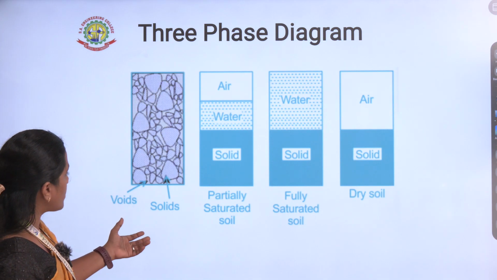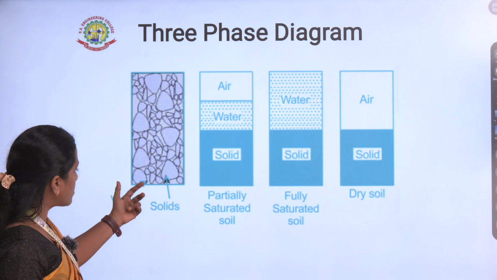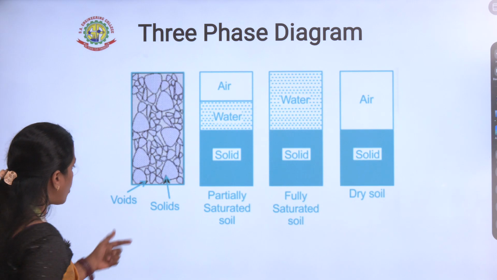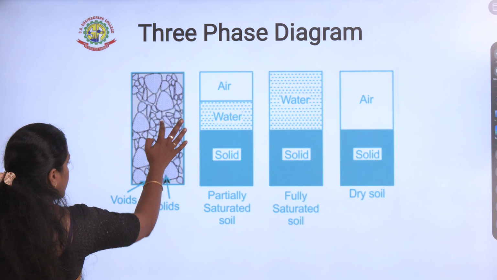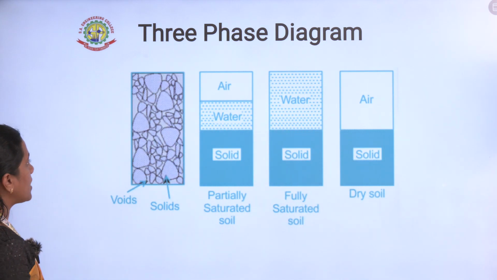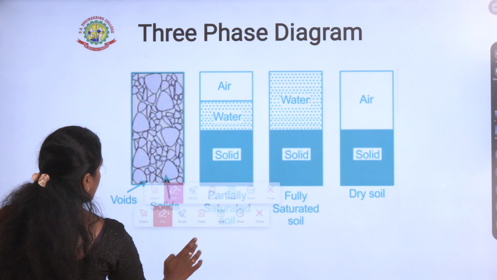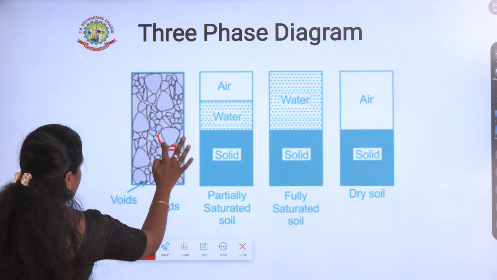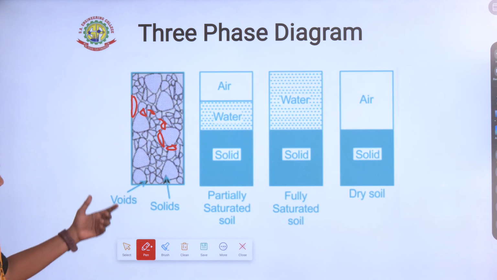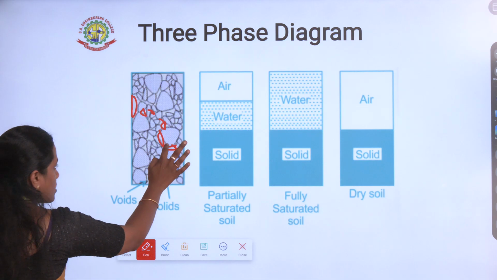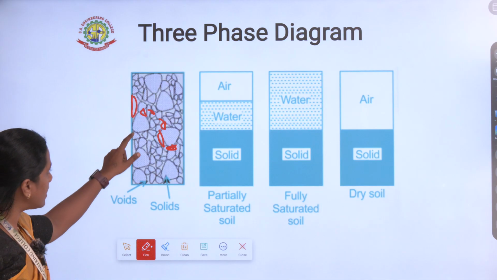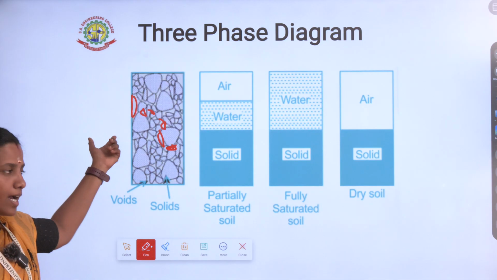And this is the three-phase diagram which I explained earlier. This is the total volume of soil, and in the soil we have some solid particles. Along with the solid particles we have such holes. The holes present, or the fine spaces here, are called voids. These voids can be filled with air or water. If the voids are filled entirely with water, it is called water voids. If the voids are filled with air, it is called air voids.